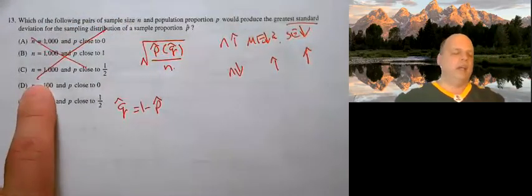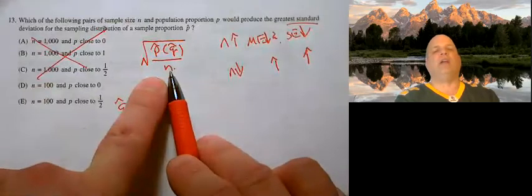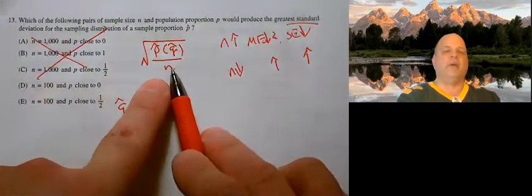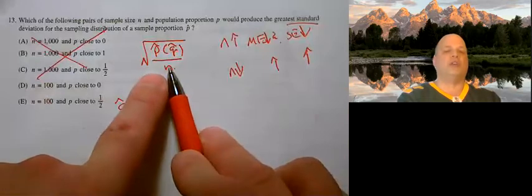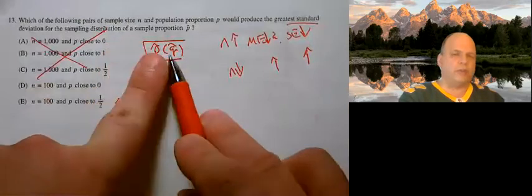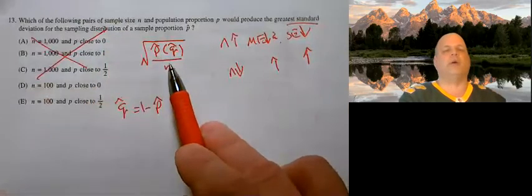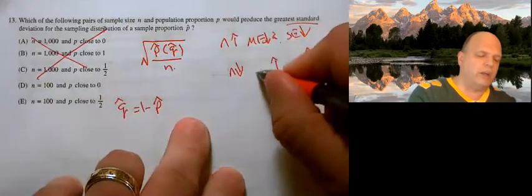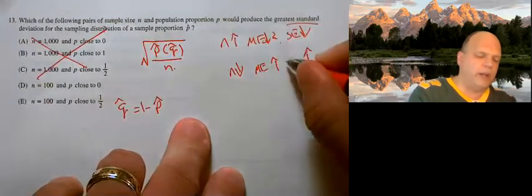And why? As I divide by a larger number, this standard deviation gets smaller. As n gets larger, I'm dividing by a larger number, so the overall value gets smaller. So I want the smallest n, because as n goes down, the standard deviation goes up.